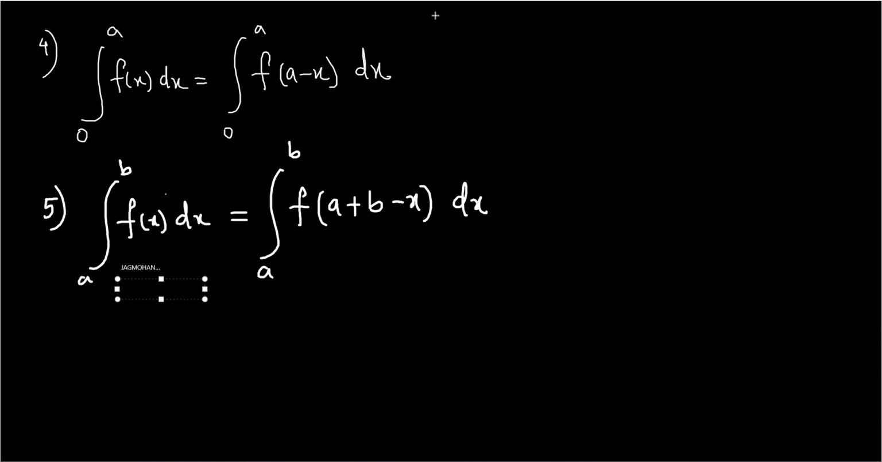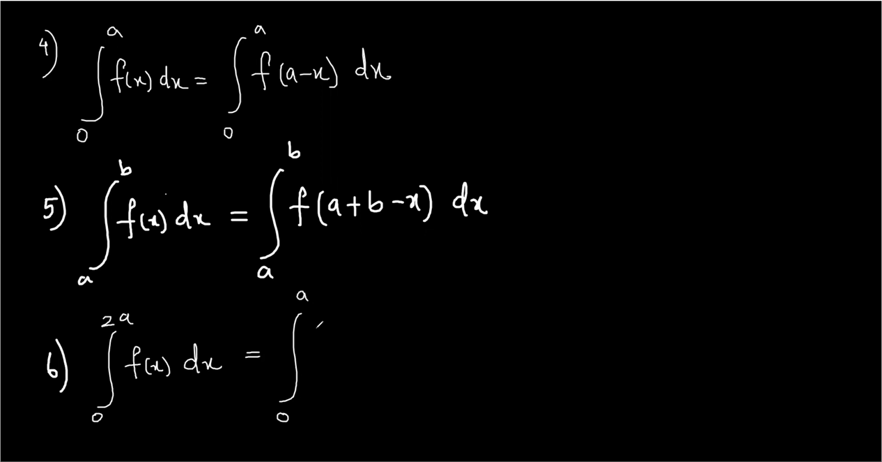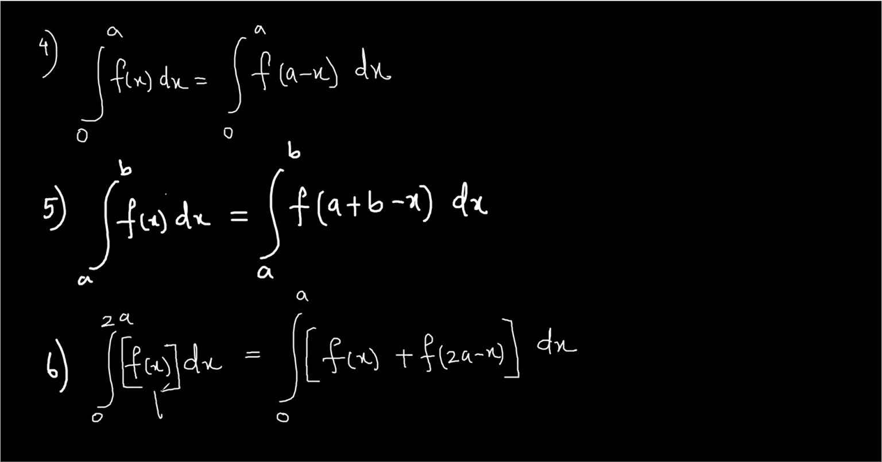Now I go for property number 6. Property number 6 is the integral from 0 to 2a of f of x dx is equal to the integral from 0 to a of f of x plus f of 2a minus x dx. Now what does this property say? This property says the integral from 0 to 2a of f of x dx. The interval is 0 to 2a and this is the integrand.